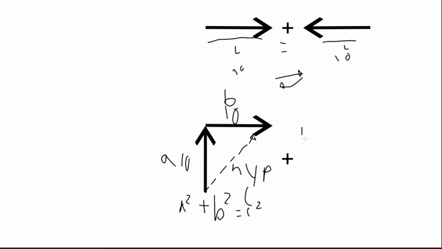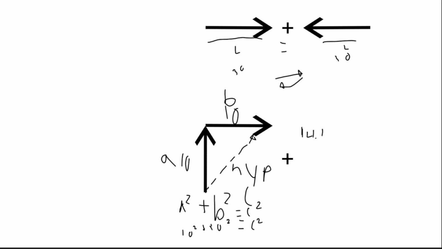About 14. I got 14.1. But I think 14 is just the acceptable one. So we'll just have 10 squared plus 10 squared is equal to c squared. So yeah, we'll just have to find the square root of that. But yeah, that's how you would do the addition problem.